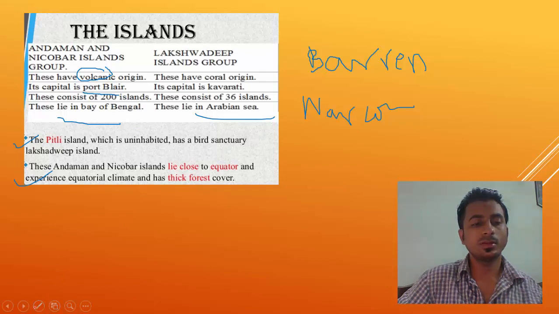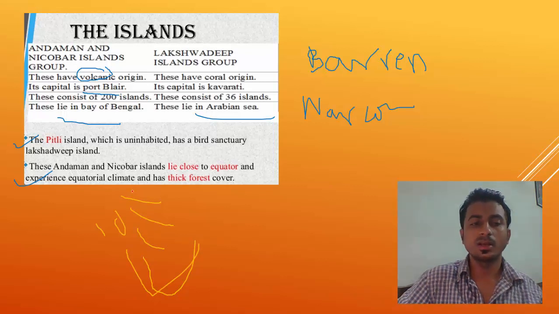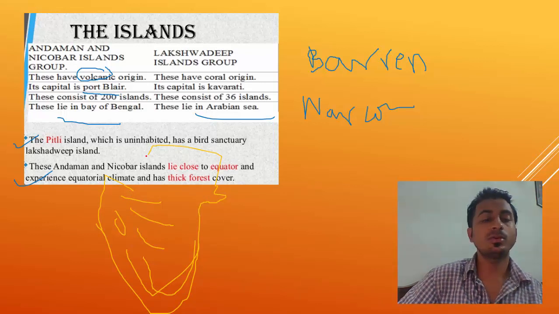The physiographic divisions of India. I hope you all have understood it. The Himalayas, the Great Plains, the plateaus, the coastal plains, Eastern Ghats, Western Ghats, and the Thar Desert. Everything must be understood to you by now.